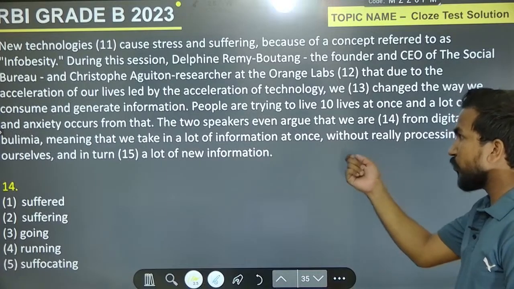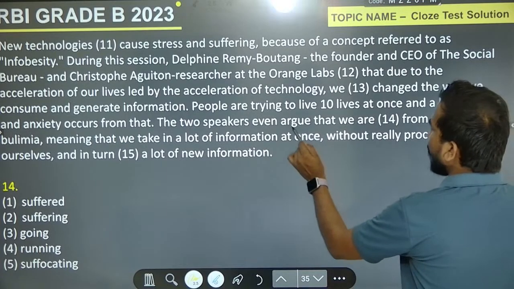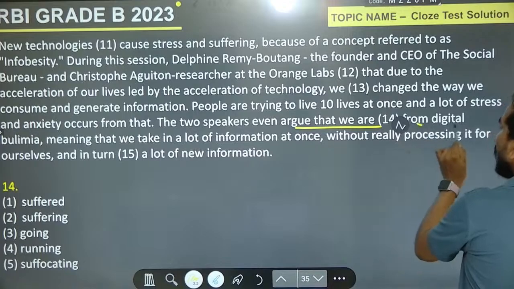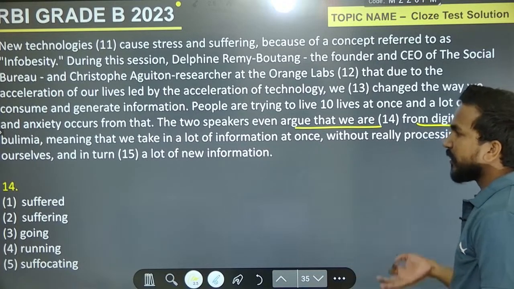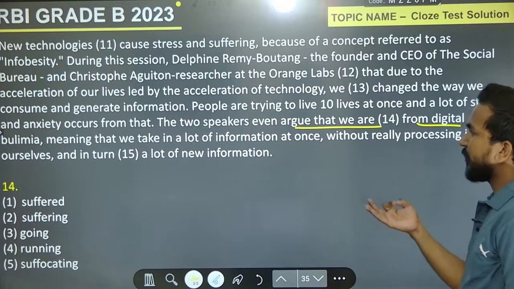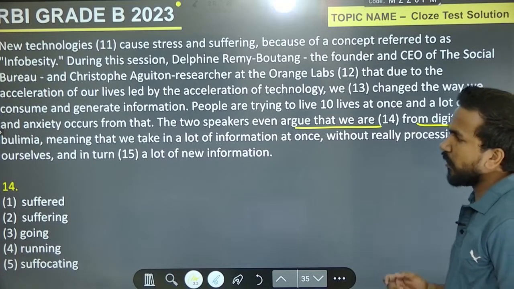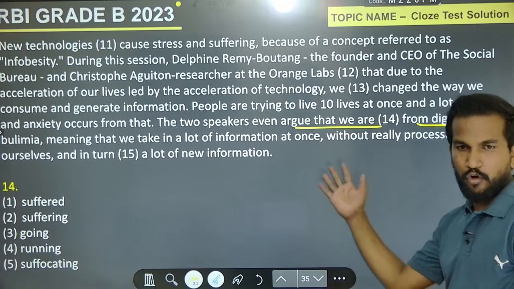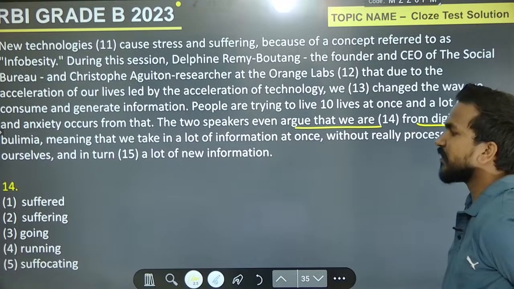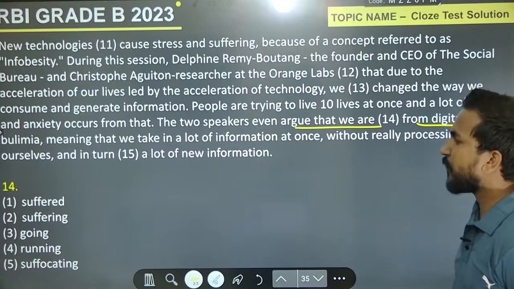People are trying to live 10 lives at once, and a lot of stress and anxiety occurs from that. The two speakers even argue that we are blank from digital bulimia, meaning that we take in a lot of information at once without really processing it for ourselves, and in turn blank a lot of new information. Go for this one, that is 14. Suffered, suffering, going, running, or suffocating.